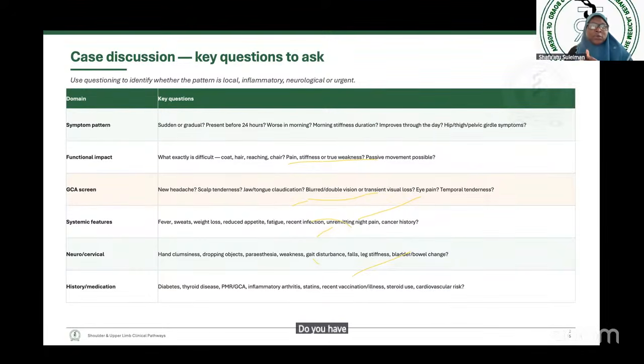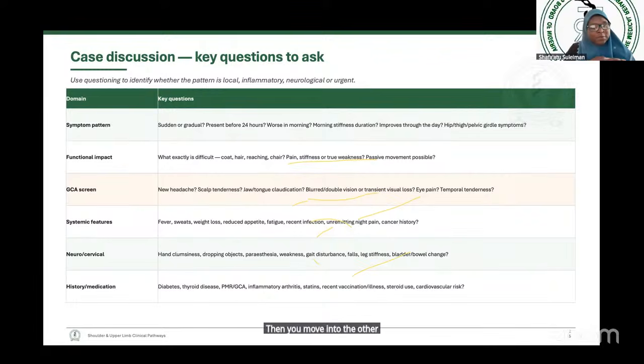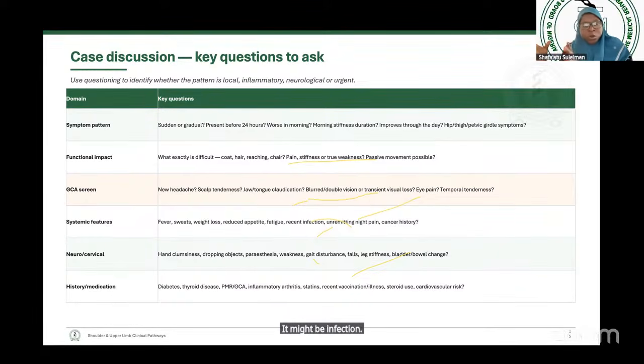Do you have this? Do you have that? And then the patient says, no, no, no. And then you'll be like, okay, what next? Then you move into the other aspects again to see if it can fit that pattern. So you don't put all your eggs in one crate and say, yes, it's definitely frozen shoulder, it's definitely polymyalgia. It might not be polymyalgia. It might be inflammatory arthritis. It might be infection, just low key, just starting to manifest. It might be anything, because with the presentation of aches and stiffness, what could cause it?